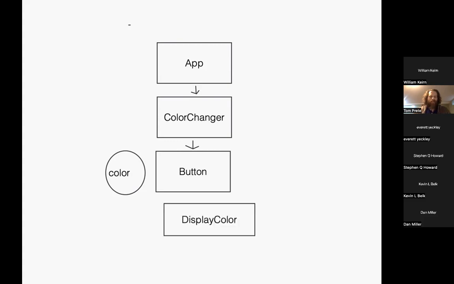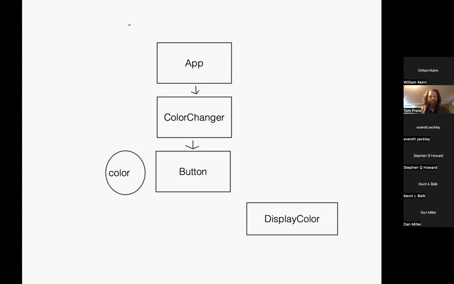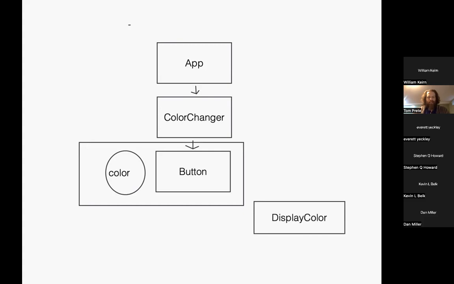We want to add a display color component, but we want display color to change based on the state of button. But we know that state is purely internal. So button is the only thing. We do another bigger box. So this state belongs to button, and that's it. So nothing else can see or change or do anything with this state. But display color needs that information. So how do we do that?